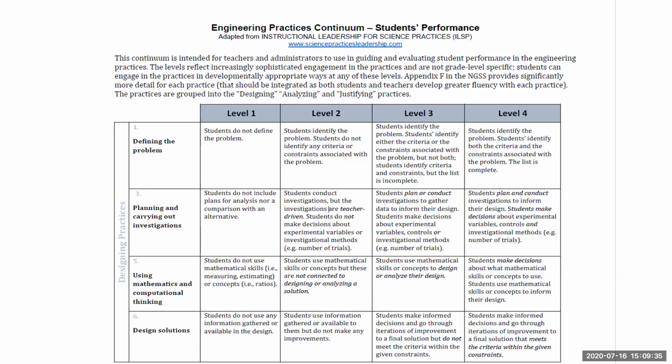As you start to develop your classroom research project, it will be equally important for you to think about which of the practices your students will be engaged in, and also for you to decide at which level they should be engaged.